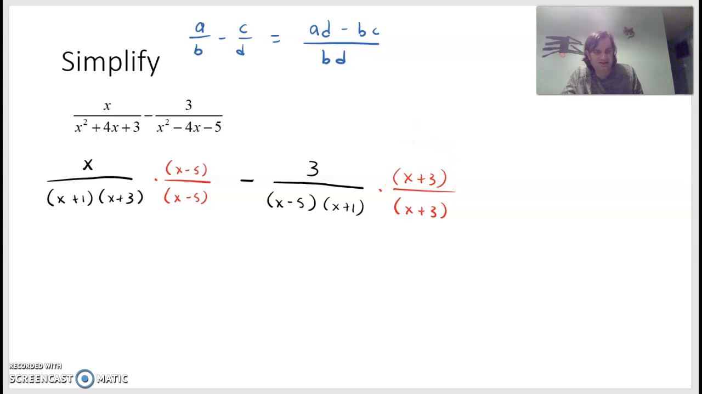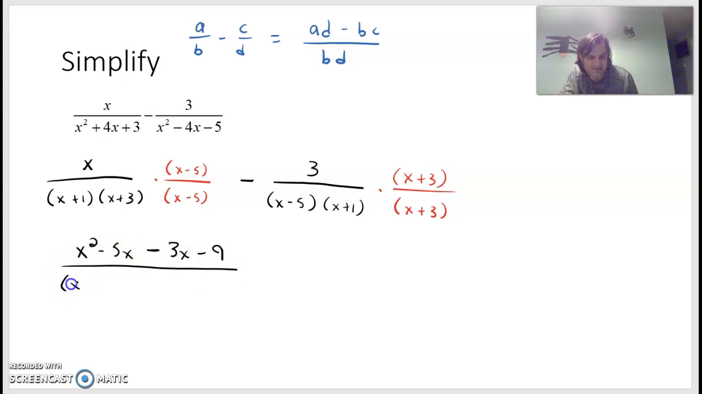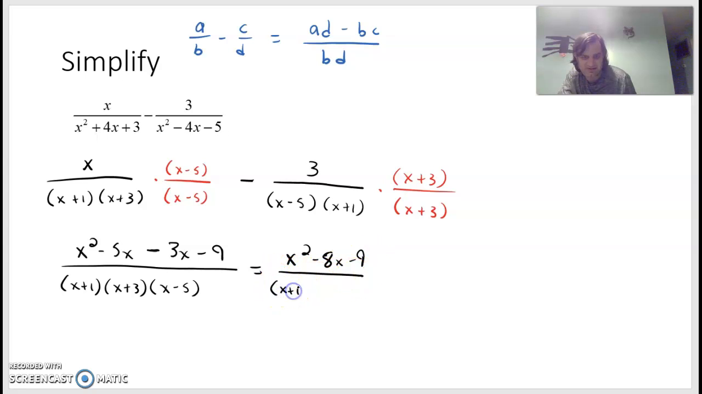So let's see. In cleaning this up, the numerator of the first one will be x times x minus 5. So that's x squared minus 5x. And then the second fraction, the numerator will be minus 3 times x plus 3. So that'll be minus 3x minus 9. And we've got all these denominators, x plus 1, x plus 3, x minus 5. So let's see, I'm going to combine like terms in my numerator, x squared minus 8x minus 9, all over this same denominator, x plus 1, x plus 3, x minus 5.